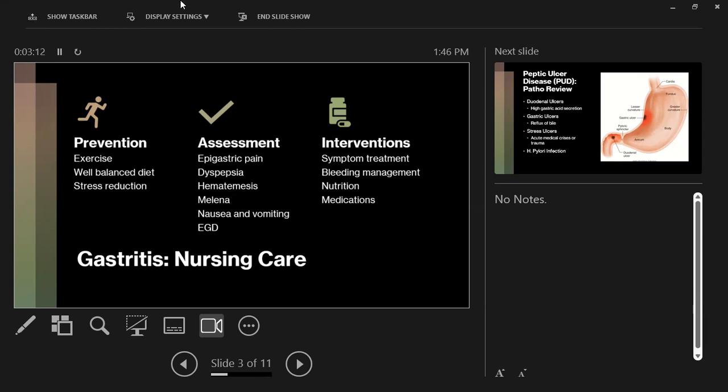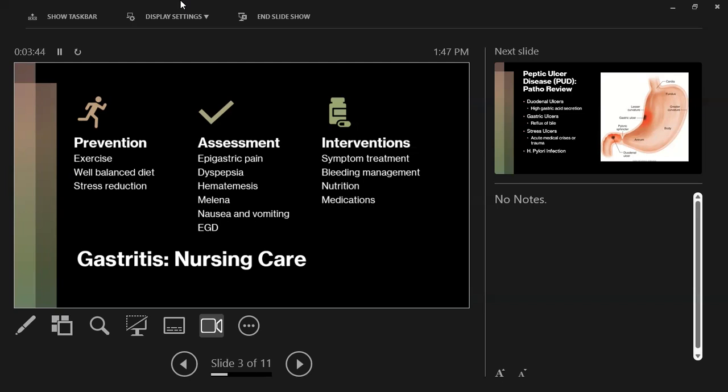Assessment for patients with gastritis includes symptoms of epigastric pain, and this can be described as heartburn or dyspepsia. Also, if patients report emesis of blood, vomiting blood, or dark sticky stools, that indicates bleeding within the GI tract. And then gastritis from food poisoning can cause nausea and vomiting that has a very quick onset.